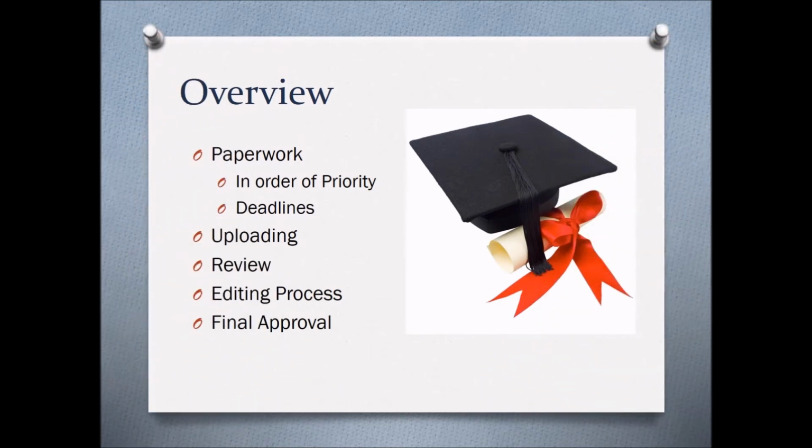What we're going to look at is everything you'll find on the checklist of requirements for this process, and that's everything you'll need to do and everything you'll need to turn in to successfully complete the submission and review process. We're going to look at paperwork, the order of priority that you need to turn things in, deadlines. We're going to look at uploading and what that means and where you need to go, the review process, the editing process, and final approval.